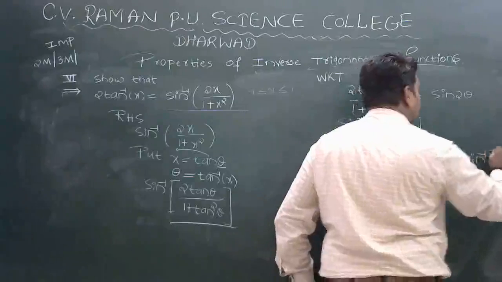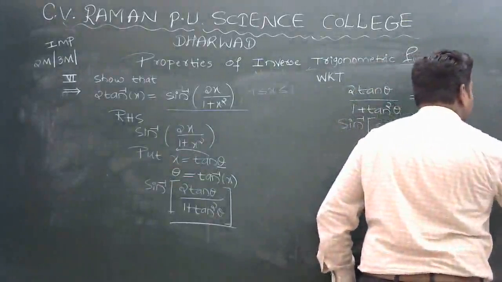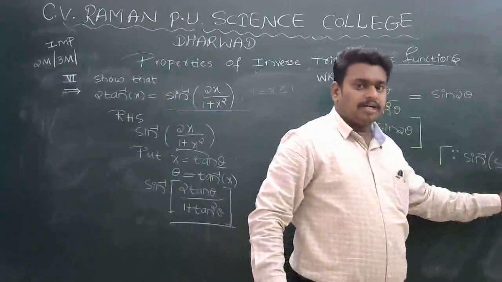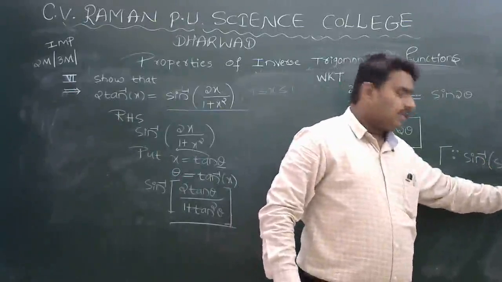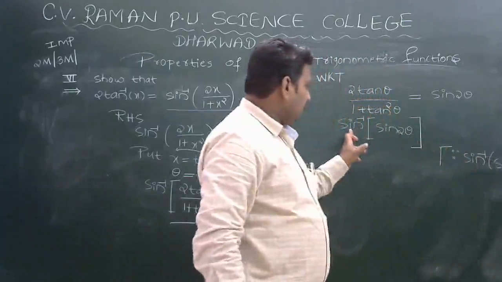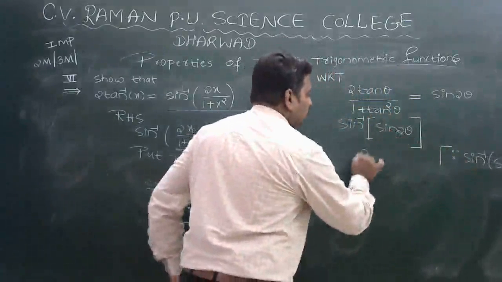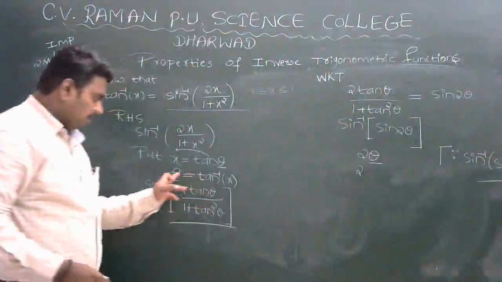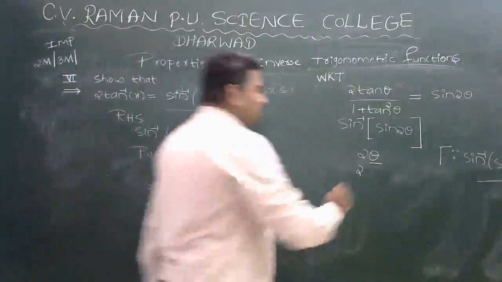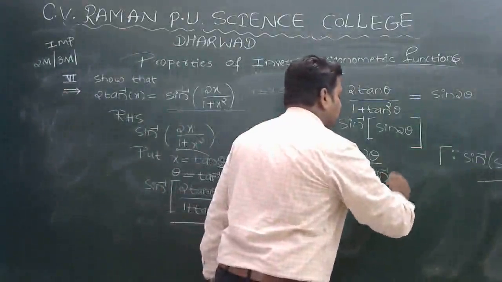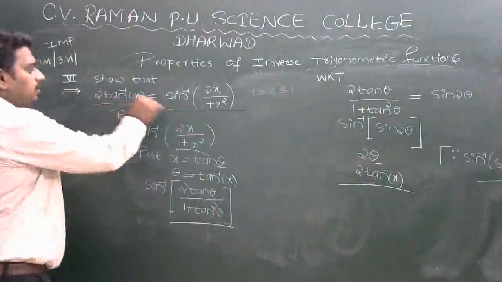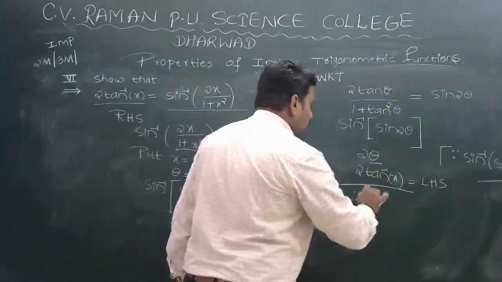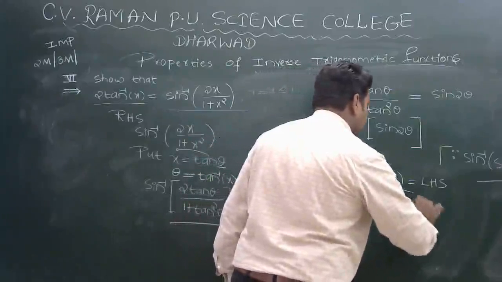Sin inverse of sin theta: the inverse function is outside and inside is its own trigonometric function, so we only write the angle. So here, sin inverse of sin 2 theta can be written as 2 theta, with the help of this property. What is the value of theta? Theta is tan inverse of x. So here we write 2 times tan inverse of x. This is nothing but your left hand side. So I write this part as your LHS. Therefore your LHS equals RHS.